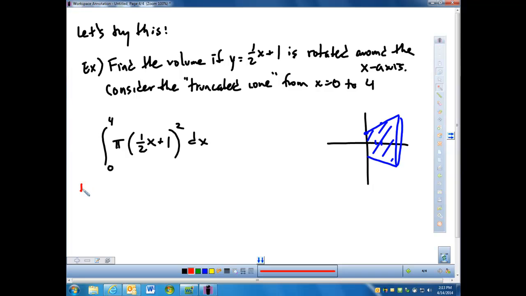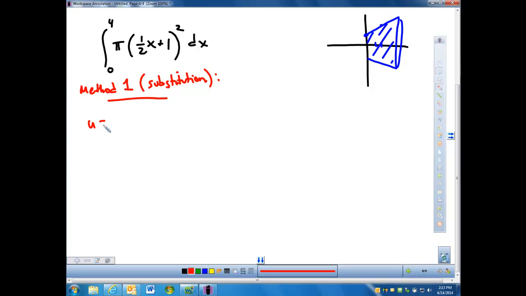Everything is in x. So there's two methods we can do for this problem. First method I'm going to go through is a substitution problem. So we're going to go u substitution like we did back a few sections ago. And what makes this problem hard, obviously, is the 1/2 x plus 1. So we're going to let u equal that. We're going to find the derivative of u with respect to x, and that would be 1/2. Do a cross multiply and solving that, we get dx equals 2 du.